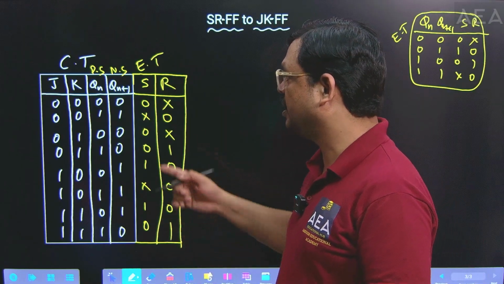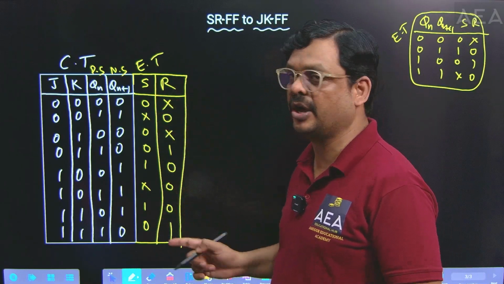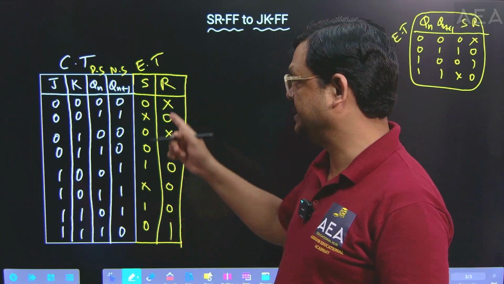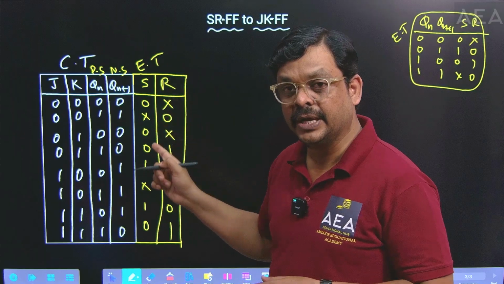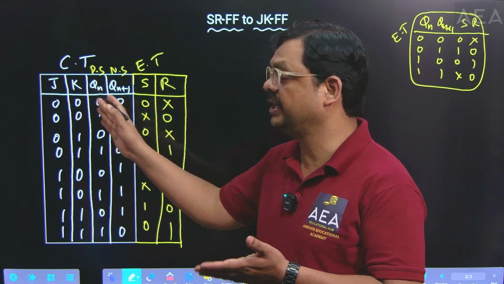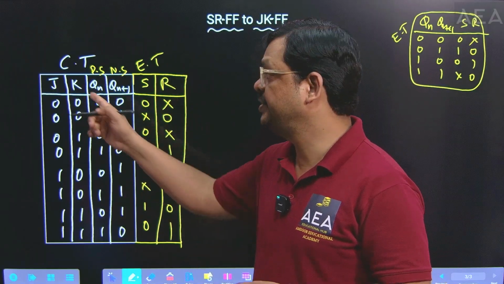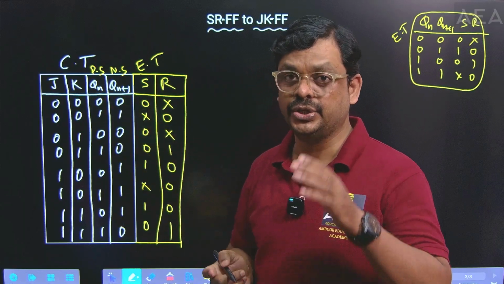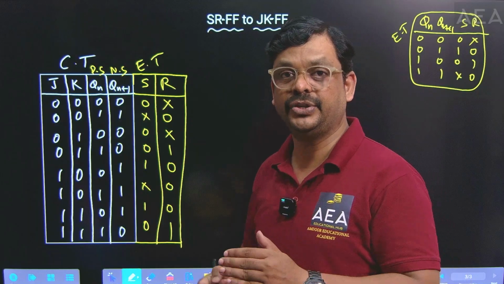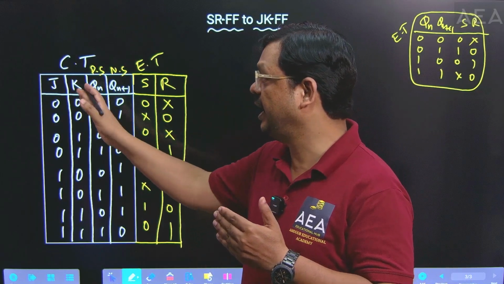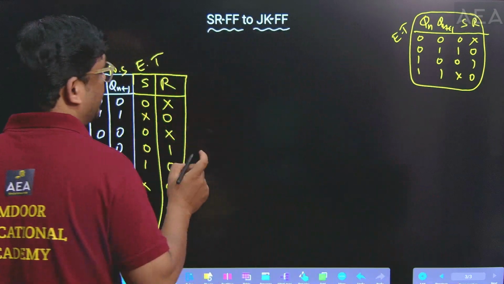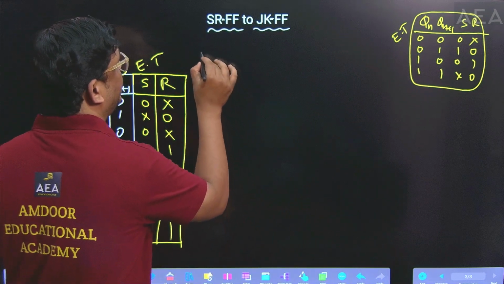So write the K map for the S input separately and the R input separately. First of all, I will prepare the K map for the S input. To prepare it, we have to take the input combinations. J and K are the inputs and the present state Qn is also there. So always try to prepare the equations up to the Qn variable. That's why it requires a 3 variable K map, so I'm taking a 3 variable K map now.